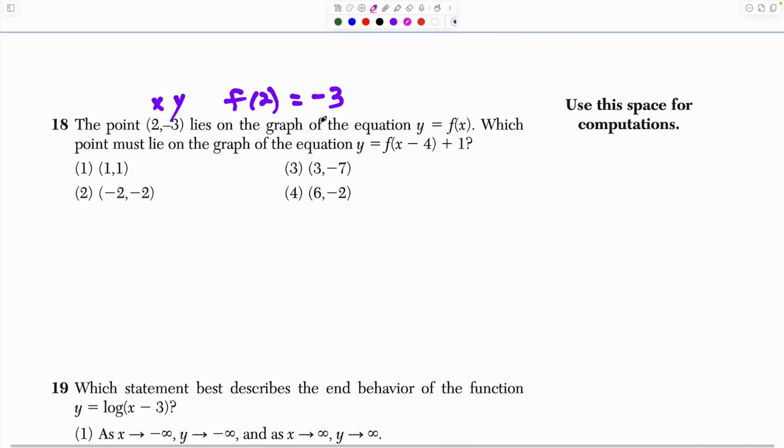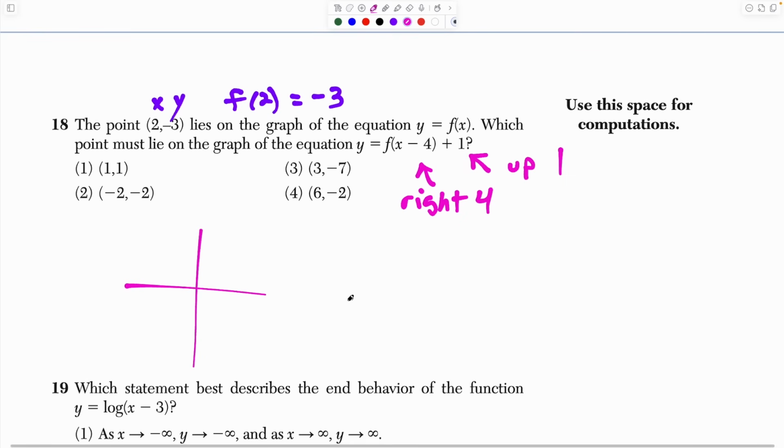For this one, if you know how to shift a function horizontally and vertically, then you could probably do this without even writing this out. So here, if you're able to look at this and say, okay, switching x with x minus 4 sends the graph to the right 4 units. So we're going to the right 4, and then we're going up 1.